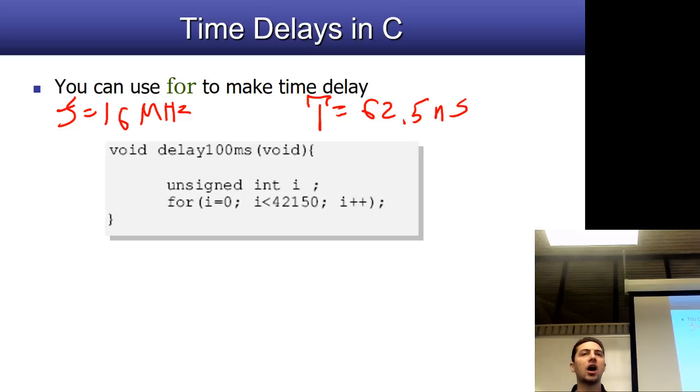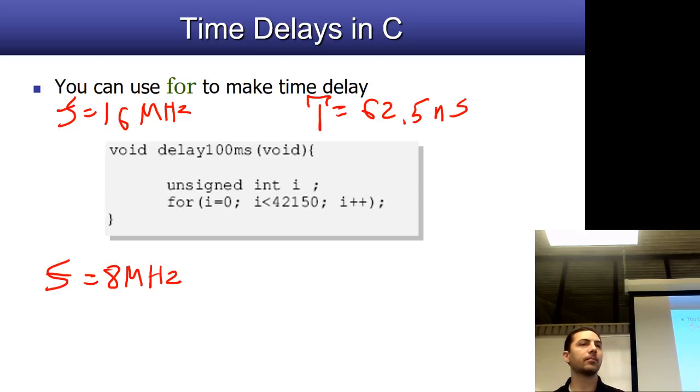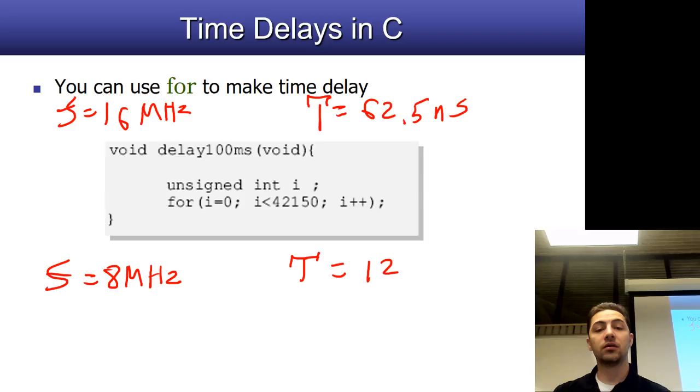If my clock frequency changes and I run this same code, let's say I halve my frequency. My frequency is now 8 megahertz. If I halve my frequency, what does that do to my period? It doubles it. So now my period is 125 nanoseconds. What does that mean this delay is going to be? If I tune this for 16 megahertz and it delayed for 100 milliseconds, what does that mean about my new delay? Use the same function, all I've done is change the clock frequency.